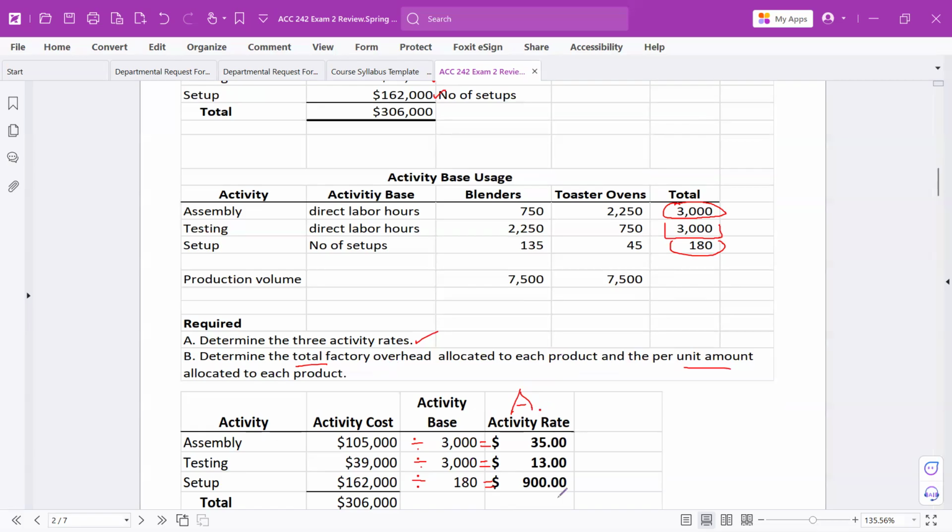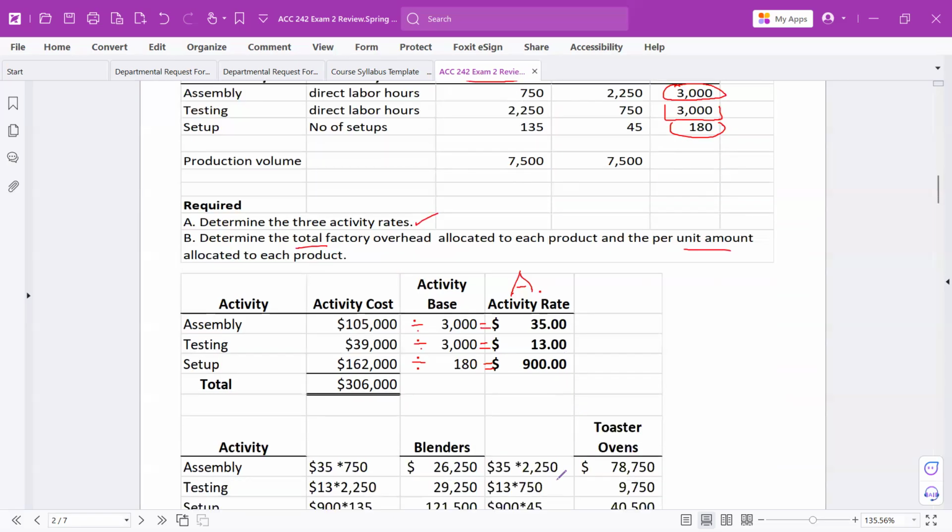So we have our three rates, and then we have the activity for each product. We know blenders use 750 labor hours. At 750, we're going to multiply times the 35. 2,250 direct labor hours for testing, $13. 135 setups, $900.